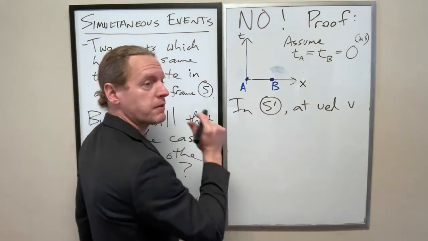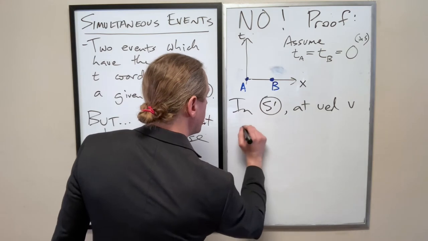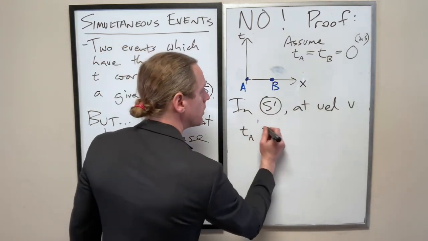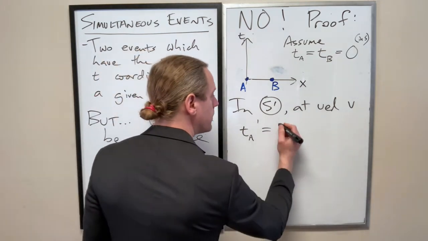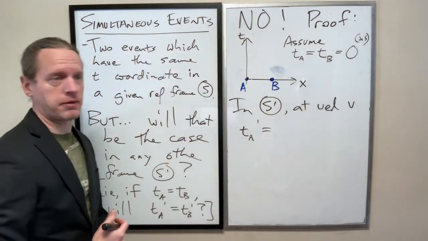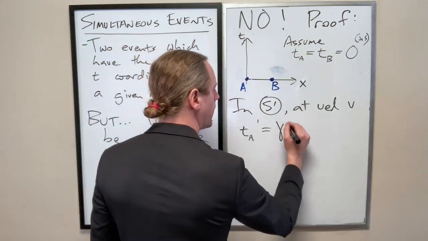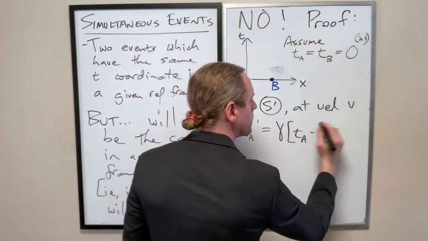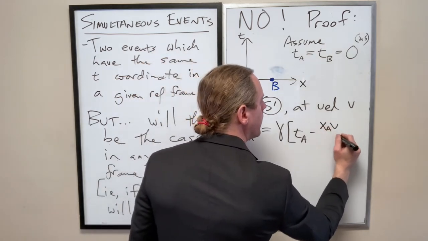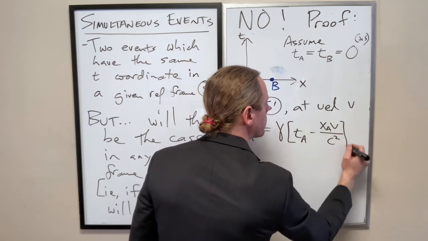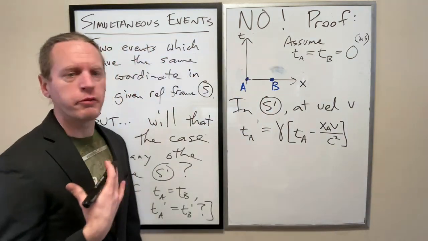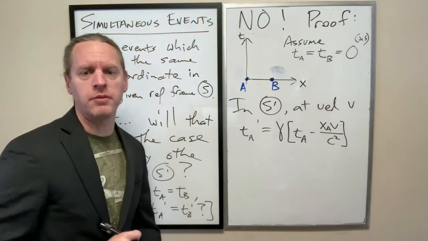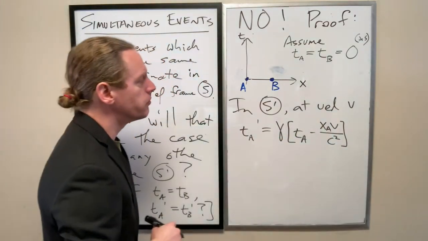So what I'm going to do now is I'm going to write, let's say, TA prime is going to be given by, now if you recall your Lorentz transformations, TA minus XA V over C squared. Okay, so if we look at this here, and by the way, confirm that's correct. Don't just take it blindly. I guarantee at some point I will throw some wrong formula up there, but I do believe that is correct there.